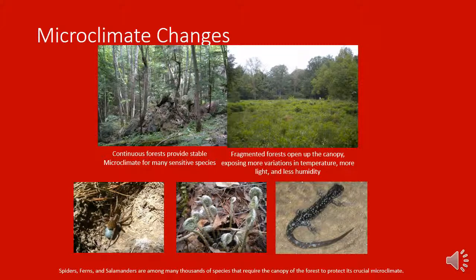And many species like spiders, ferns, and amphibians require the protection of a forest canopy and a dense forest canopy and the shade to be able to live, because they need it to be kind of moist. But when we fragment the habitat, it's no longer that way. It gets drier and more light, and so then they die.